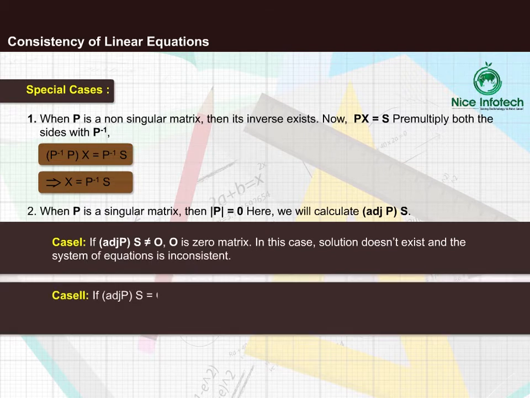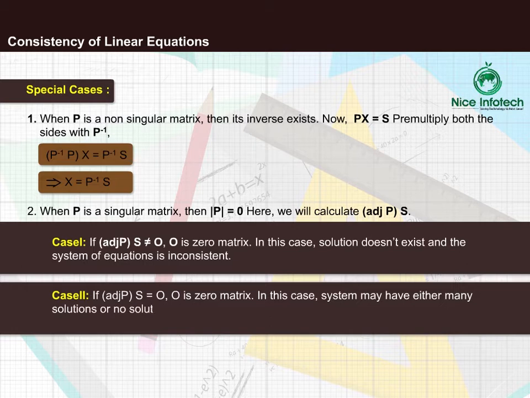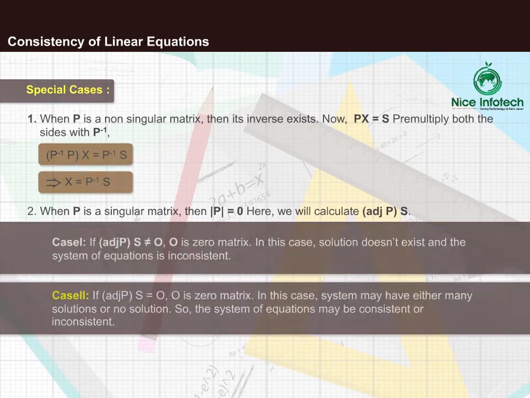Case second: if adjoint P times S is equal to O, where O is the zero matrix, in this case the system may have either many solutions or no solution. So, the system of equations may be consistent or inconsistent.